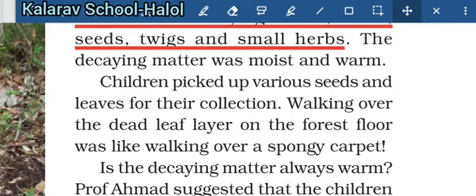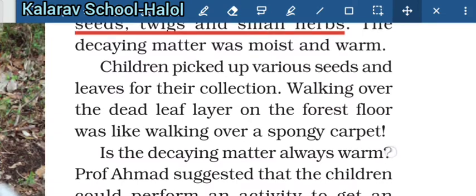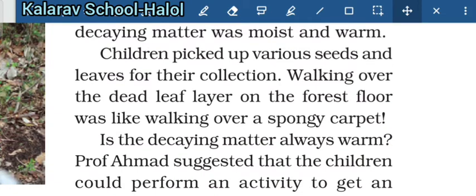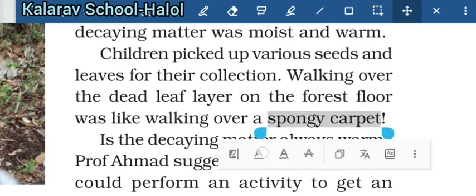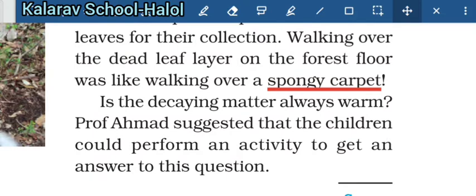So the decaying matter was moist and warm. Children picked up the various seeds and leaves for their collection. Walking over the dead leaf layer on the forest floor was like walking over a spongy carpet. So here is a question: is the decaying matter always warm?